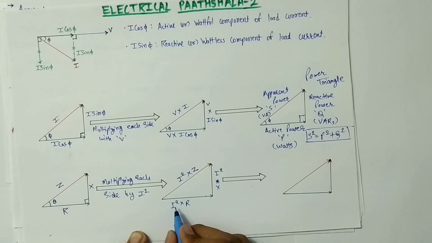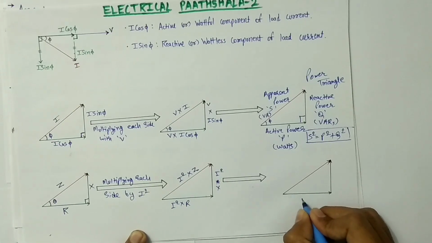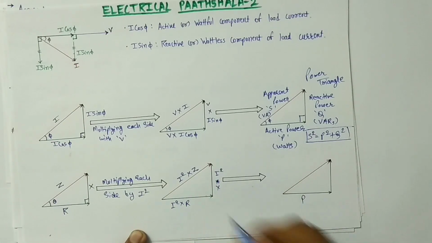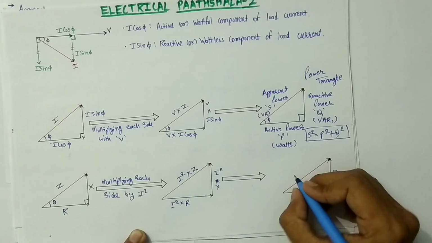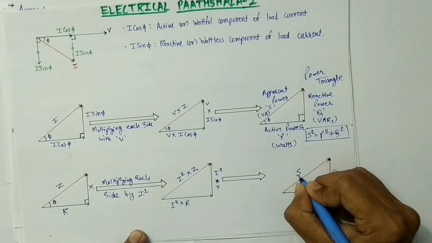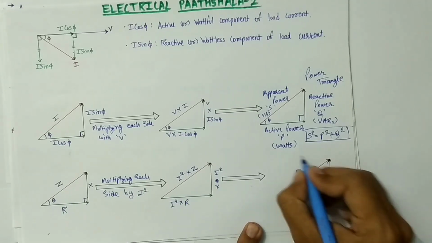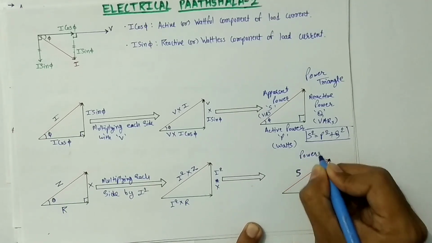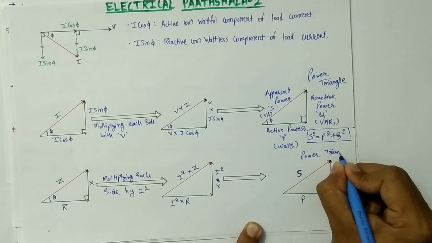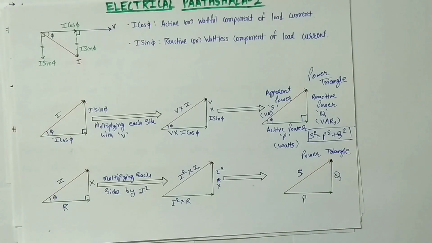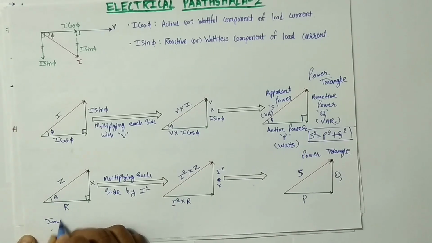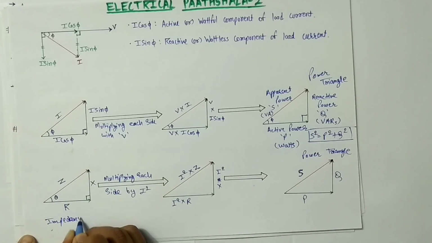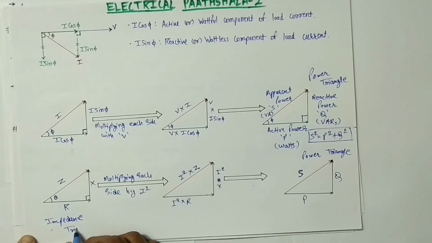So this I square R, what is this? This is your active power P. I square X, what is this? Reactive power Q. And this I square into Z is your apparent power S. And hence we get our power triangle. So we got our power triangle from the impedance triangle. This is our impedance triangle.